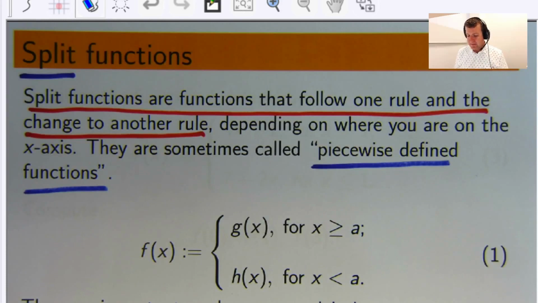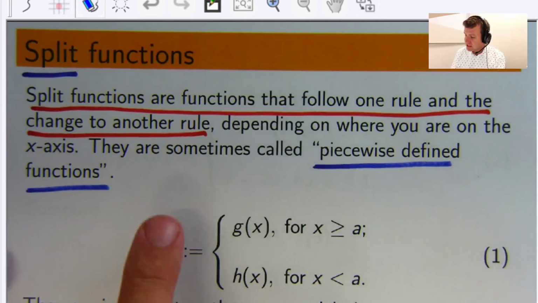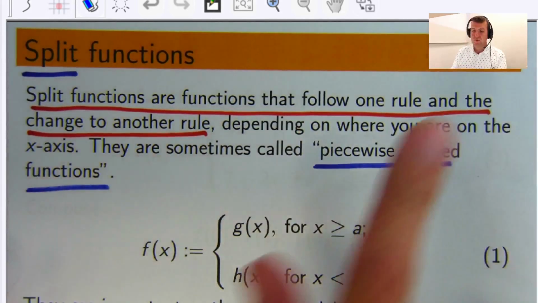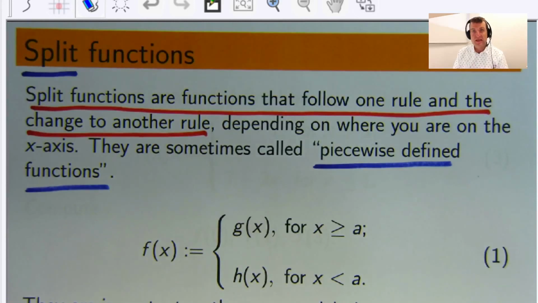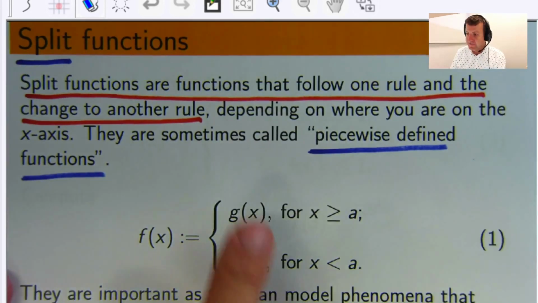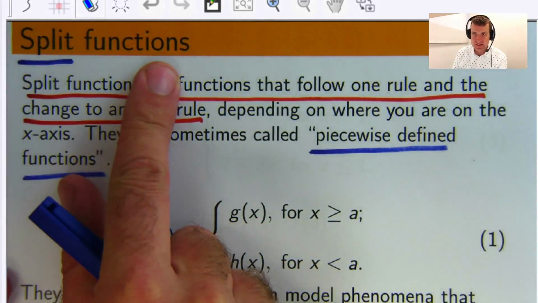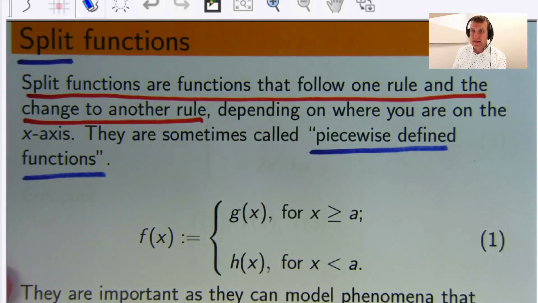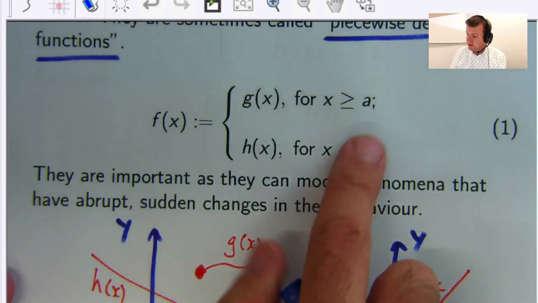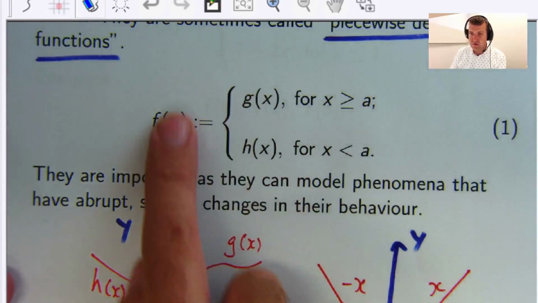In the previous video, we defined what a split function was. Basically, a split function is just a function that follows one rule some of the time and a different rule another part of the time. It depends on the value of x for a function f of x. These kinds of functions are called piecewise defined functions or simply split functions. This is an algebraic way of writing a split function.